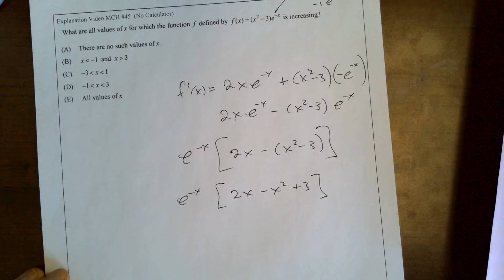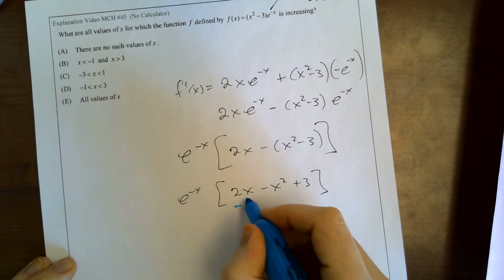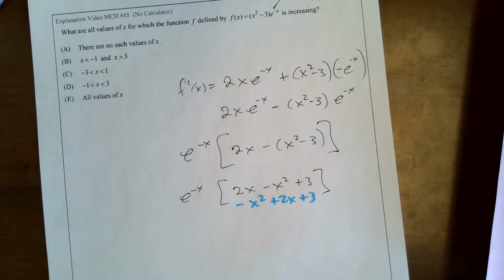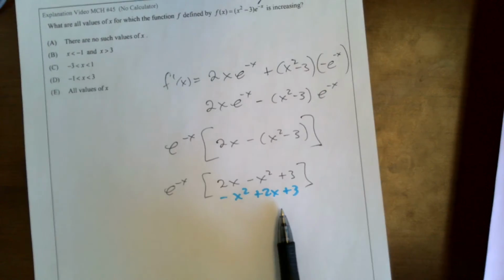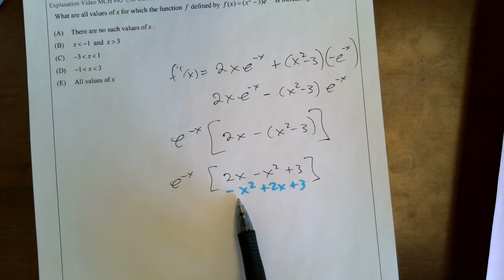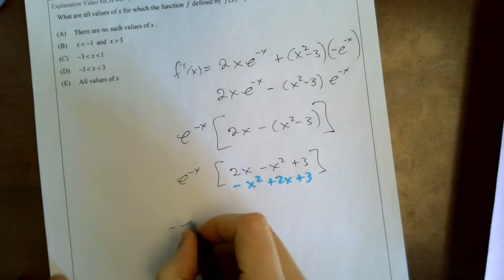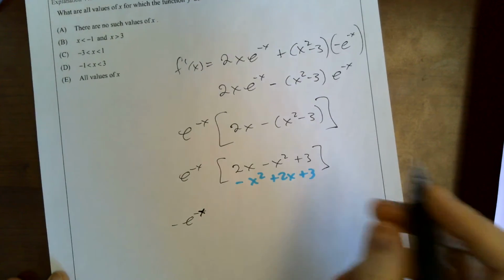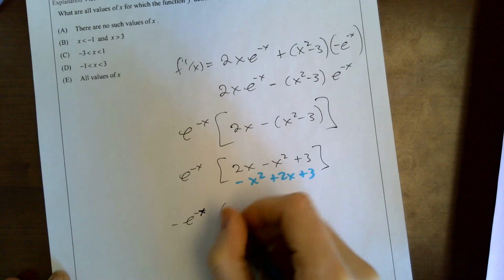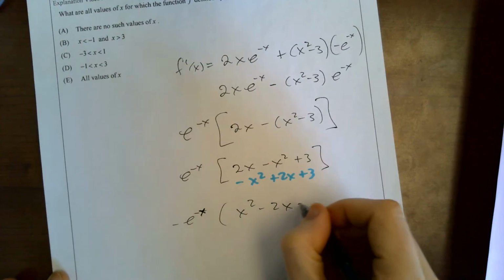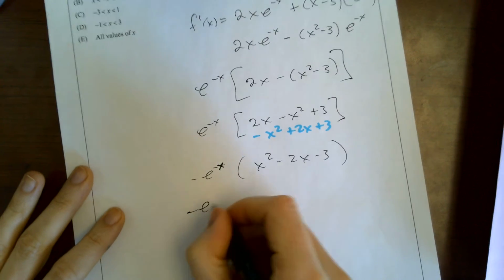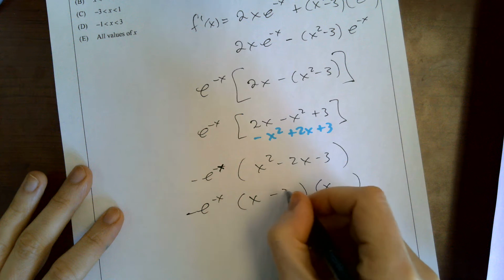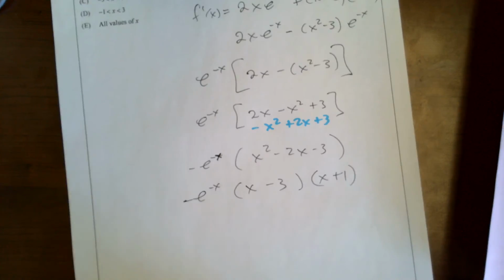And then I want this in descending order. So this is negative x squared plus 2x plus 3. But guys, if you're going to factor a quadratic, it's nice to have the leading term positive. So I can take out a negative. So negative e to the negative x, and then in here, I am left with x squared minus 2x minus 3. Negative e to the negative x, and then this factors as (x minus 3)(x plus 1).